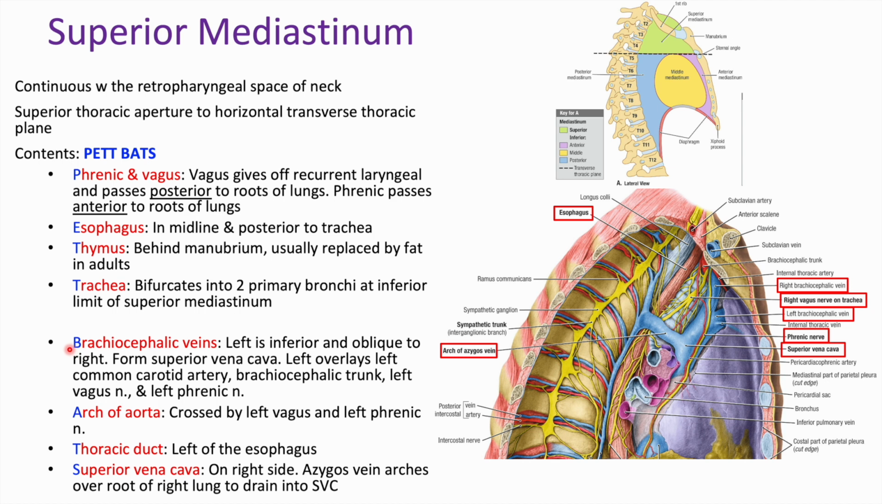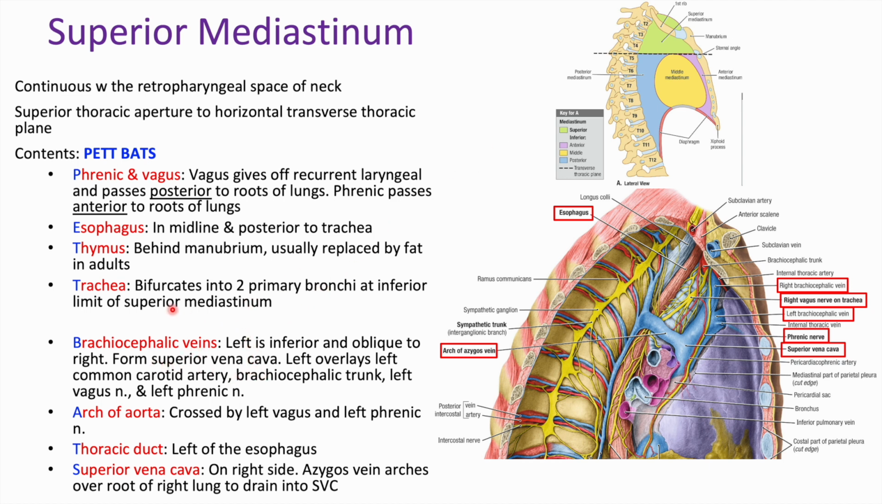B, we have our brachiocephalic veins. So remember, looking at vasculature in the previous unit, a lot of blood from our head and neck is going to come down into the brachiocephalic veins, which are going to come together and form the superior vena cava.